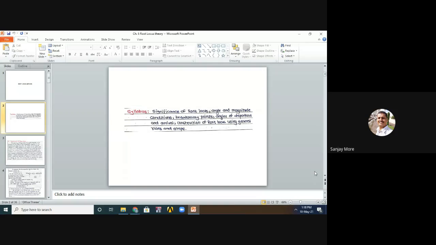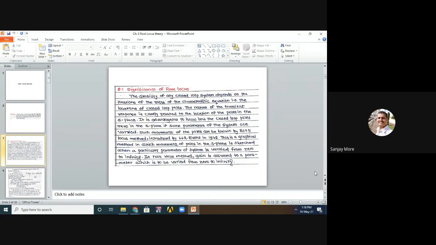Here, to construct the root locus we use 9 rules or 9 steps. First point is the significance of root locus. See, in a closed loop system there are 4 blocks. First one is the input, second one is the process, third one is the output, and in between, feedback is there. This is called a closed loop system.